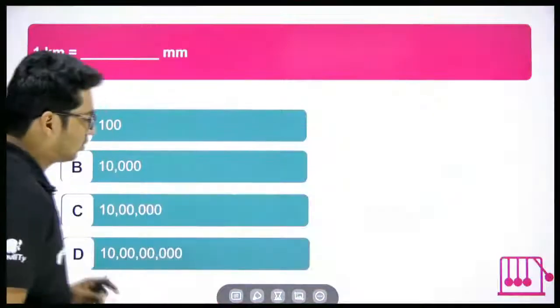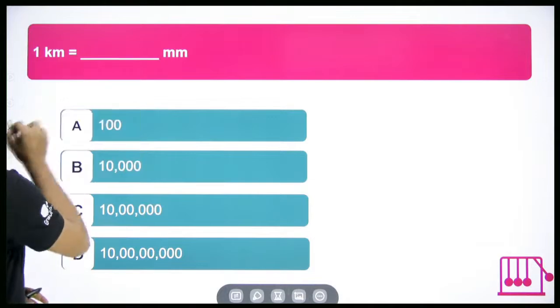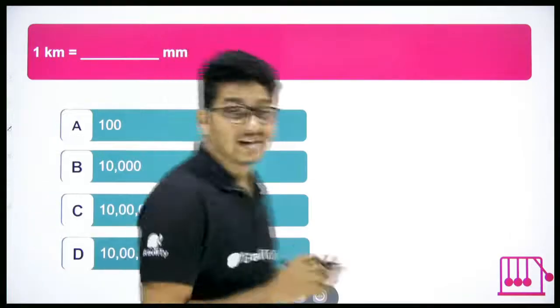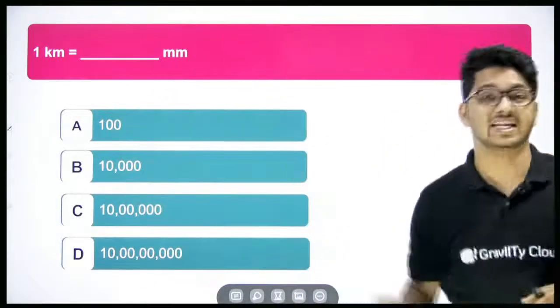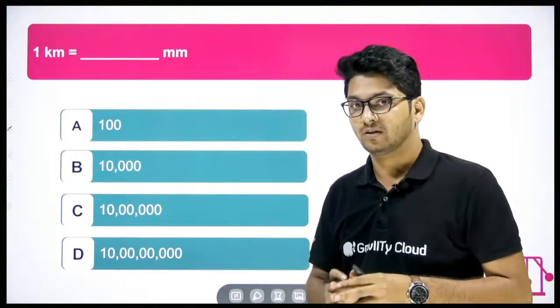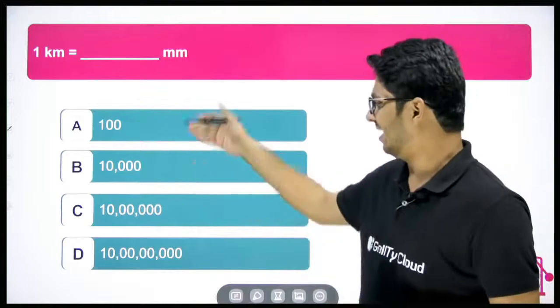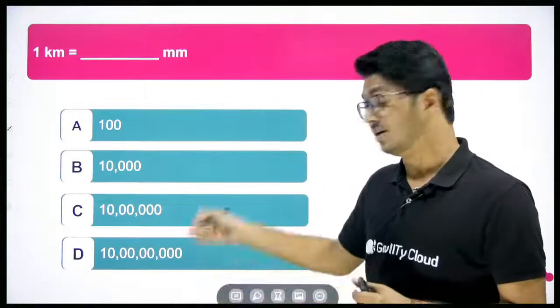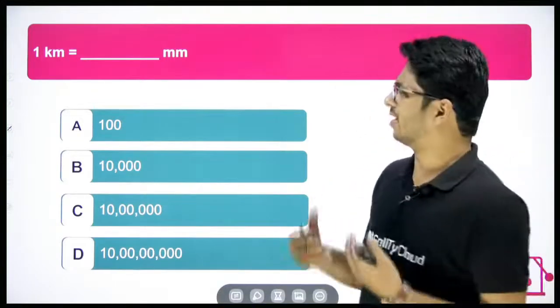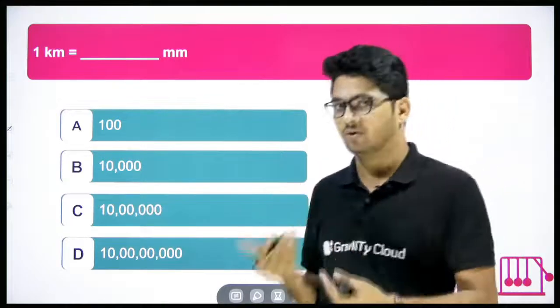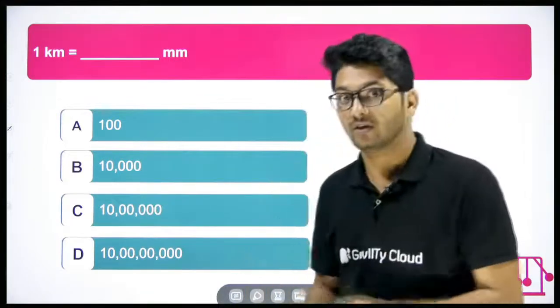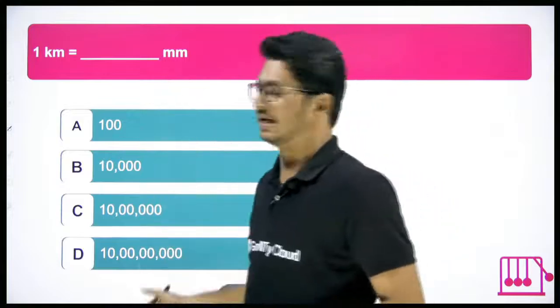Okay. So the first question is a very simple question. 1 kilometer is equal to dash millimeters. The conversion is between kilometers and millimeters. We have a few options: 100, 10,000, 10 lakh, 10 crore. Do not focus much on lakh and crore. Focus on the zeros and select the correct answer.